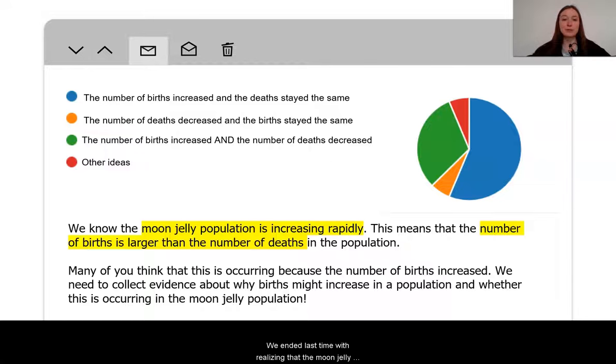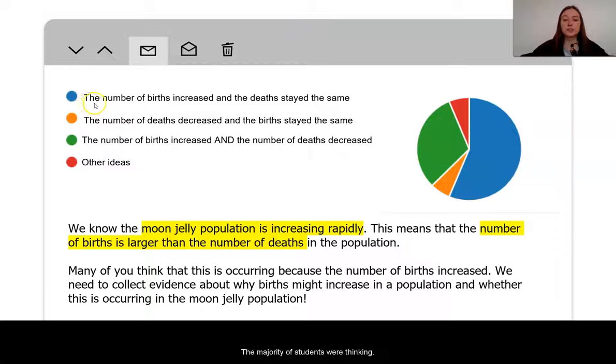We ended last time with realizing that the moon jelly population was definitely increasing in size based on the population samples that we had looked at. We know that this means the number of births in the moon jelly population must be larger than the number of deaths in the time where it is increasing. I surveyed my students to see what their ideas are about why this might be occurring. Why are all of a sudden the number of births greater than the number of deaths in the moon jelly population? Here are some of their ideas.